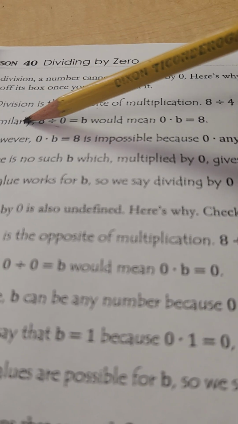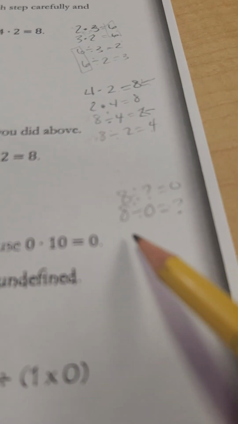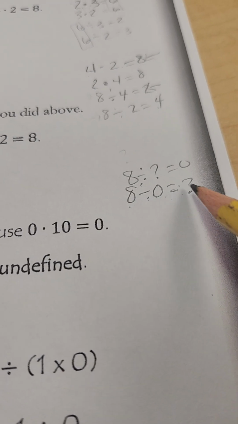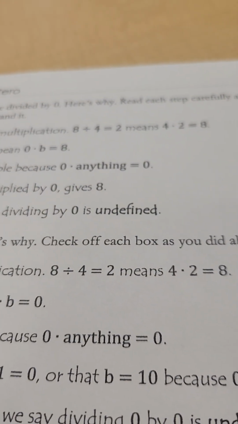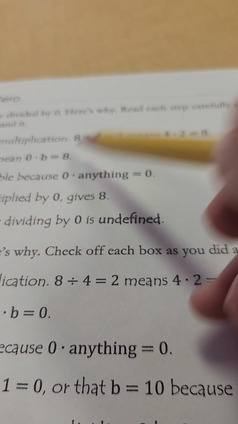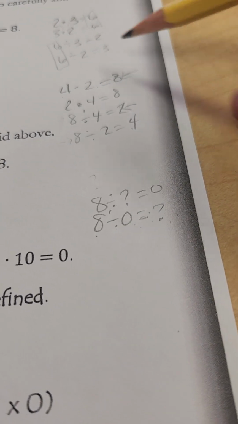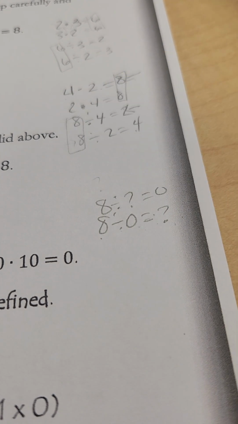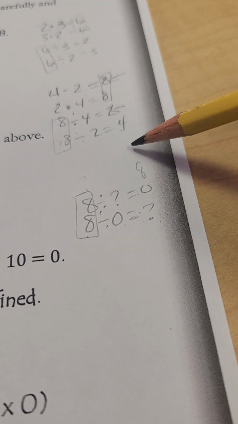So similarly, if 8 divided by 0 equals b, so let's say that b is the question mark. It just means 8 divided by 0 is some number. That would mean that 0 times b equals 8. So if we rebuild this the same way we did here, remember my answers on my multiplication are the beginnings of my division. So my beginnings of division are 8. So my answers here are going to be 8.